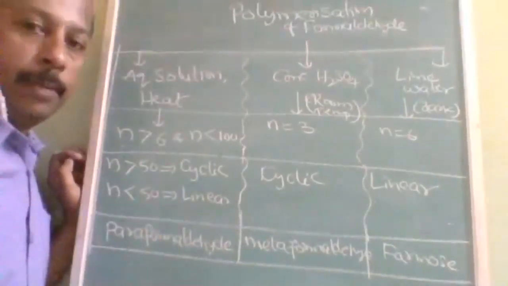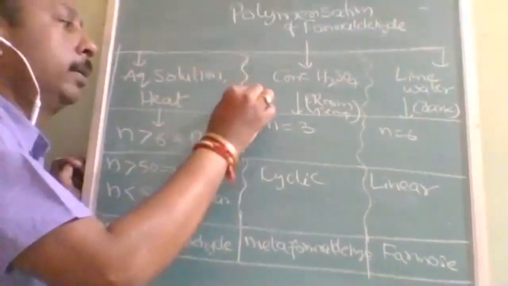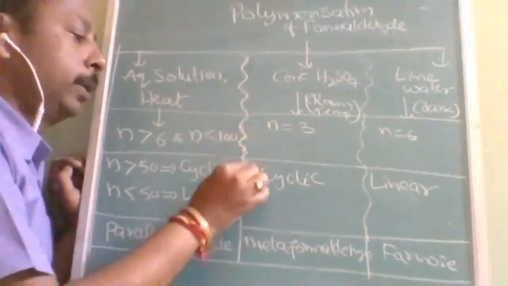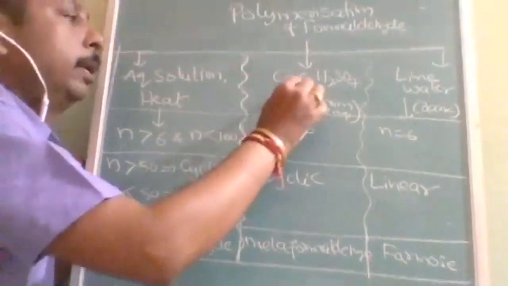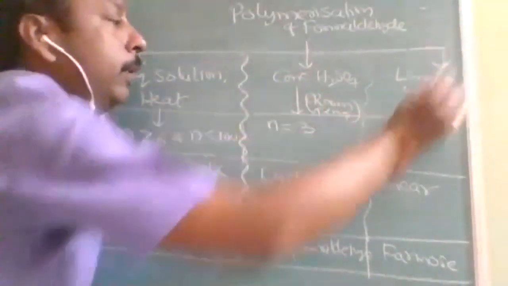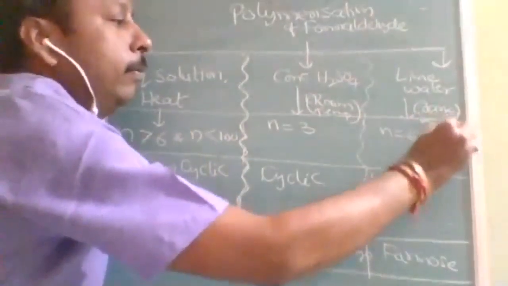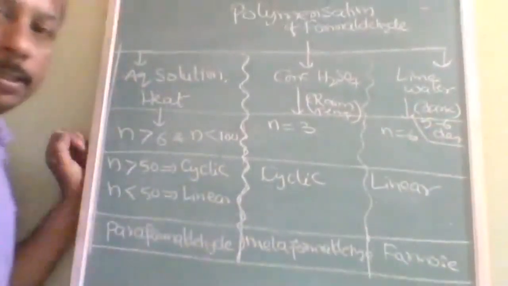Polymerization of formaldehyde is done in how many parts? In three parts. What is the first part? Aqueous solution and heated. Second part? Concentrated sulfuric acid and room temperature. Third part? Lime water and kept in dark for 5 to 6 days. How many days? 5 to 6 days.